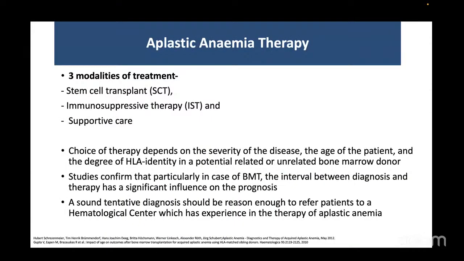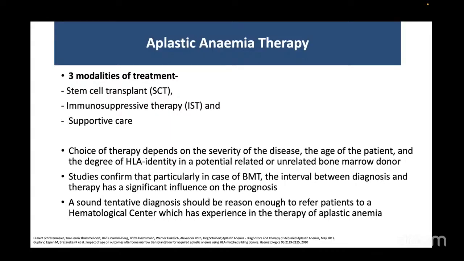So the three modalities of treatment instituted are stem cell transplant, immunosuppressive therapy, and supportive care. Obviously, the choice of therapy depends on how bad the disease is, how badly symptomatic the patient is, how fit the patient is, whether the patient has any good number of HLA matched donors available, and in India, not to forget the availability of funds.